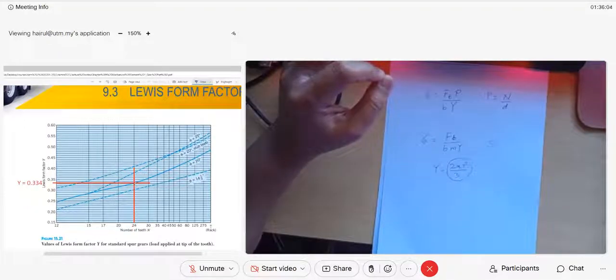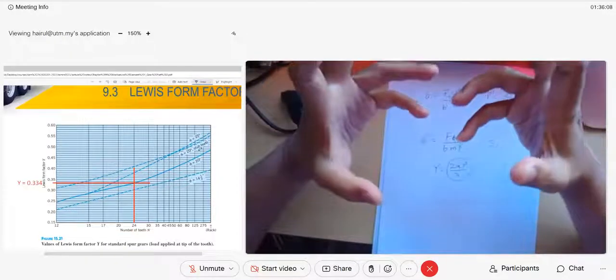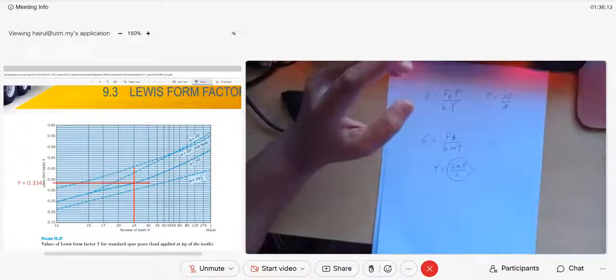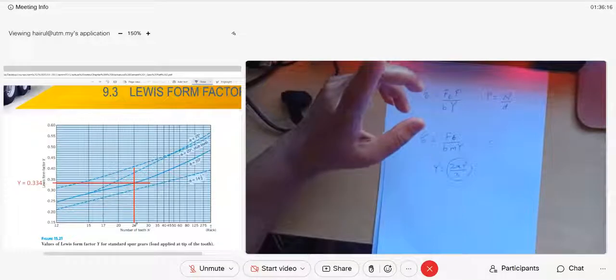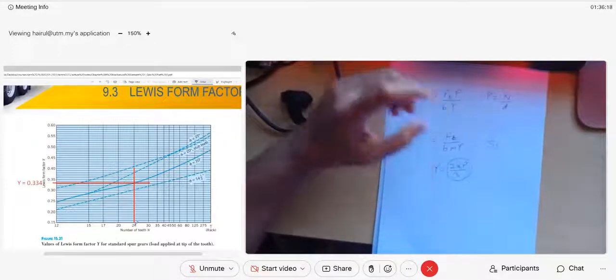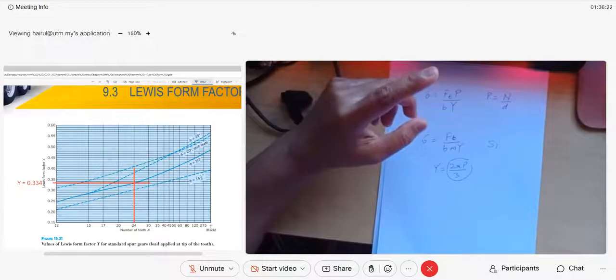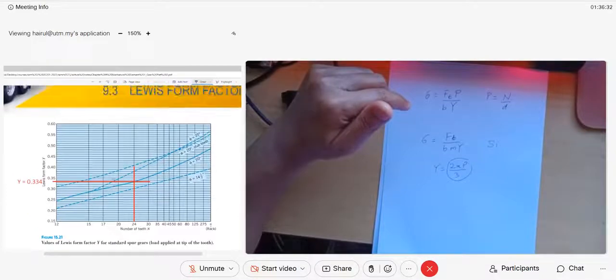Then we go for the pressure angle. Remember for gears, the pressure angle is either 20 degrees or 25 degrees. Most of the cases it is 20 degrees. If the pressure angle of your gear is 20 degrees, and for example the pinion number of teeth is 24 and the number of teeth of your gear is 24, with that pressure angle you can get your Y. Y is 0.344, for example, on this Y axis. So you put that value into the equation.